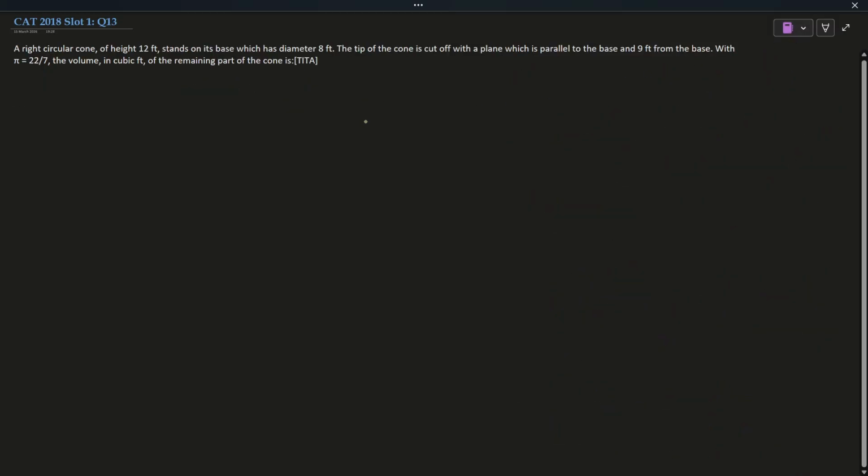A right circular cone of height 12 feet stands on its base, which has a diameter of 8 feet. The tip of the cone is cut off with a plane which is parallel to the base and 9 feet from the base. With pi equal to 22 by 7, find the volume in cubic feet of the remaining part of the cone. So let's say this is the cone.